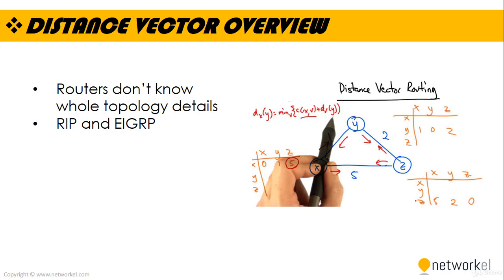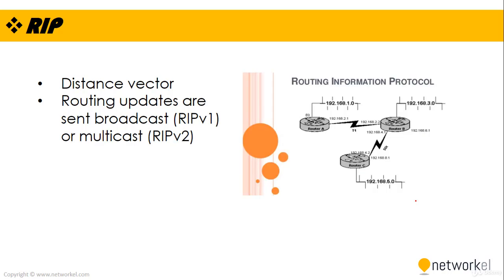Alright guys, when routers use distance vector protocols, they send updates to their neighbors, so they only know what their neighbor says and they don't know the whole details of the topology. RIP and EIGRP are the most commonly used distance vector protocols. As I told you on our previous slide, RIP is a distance vector protocol.